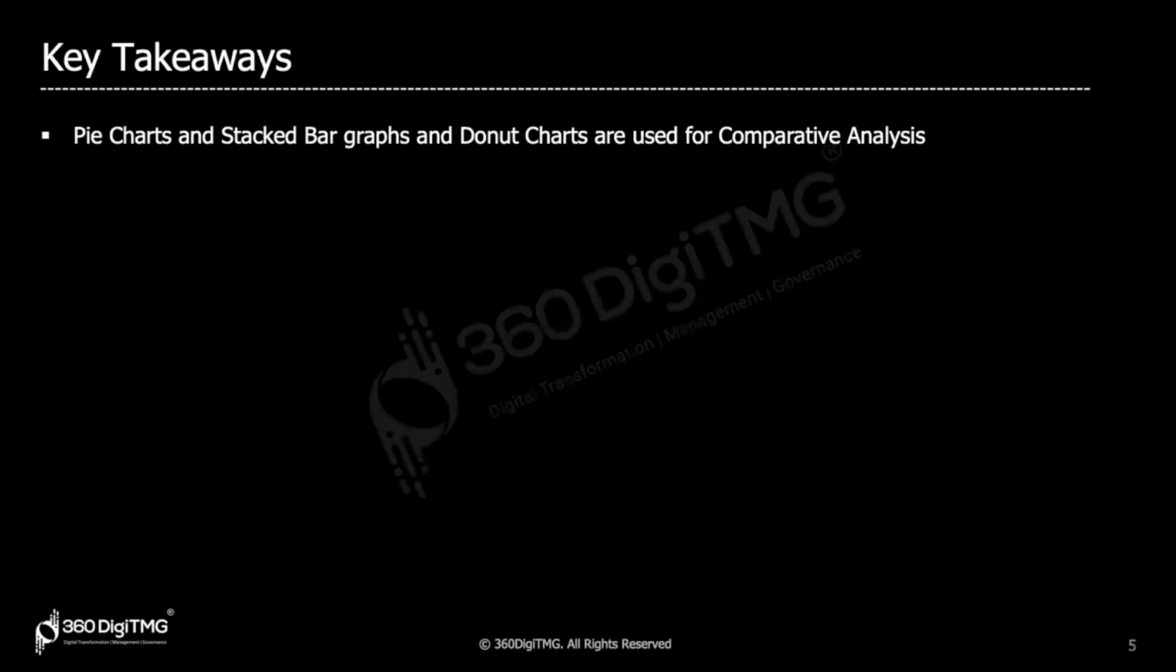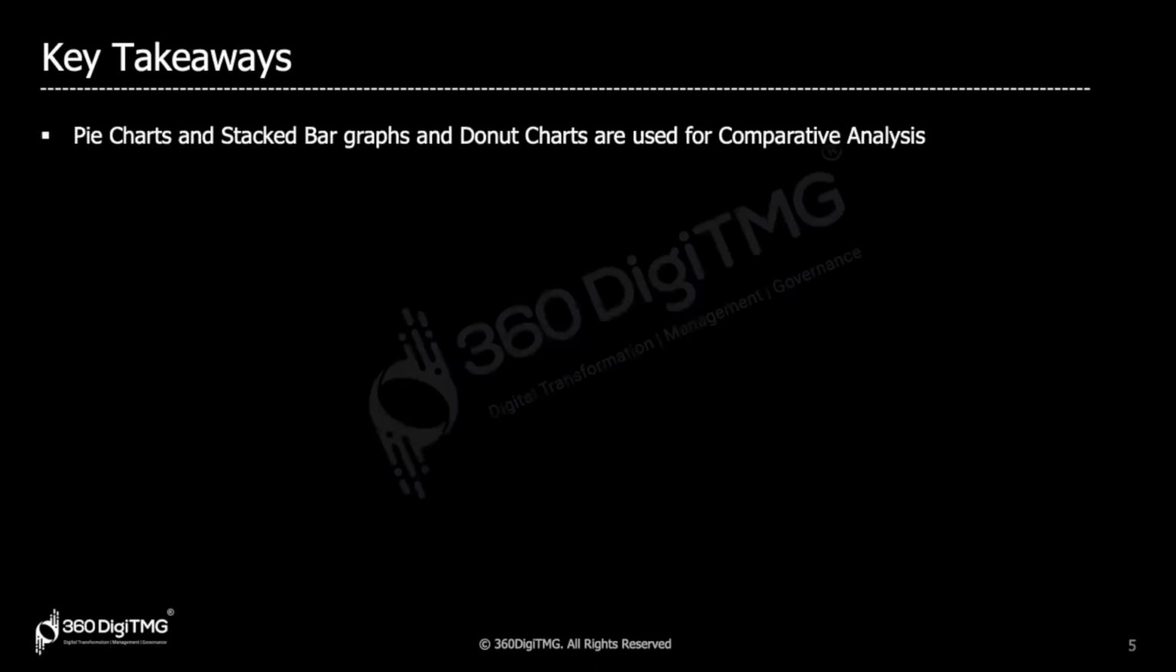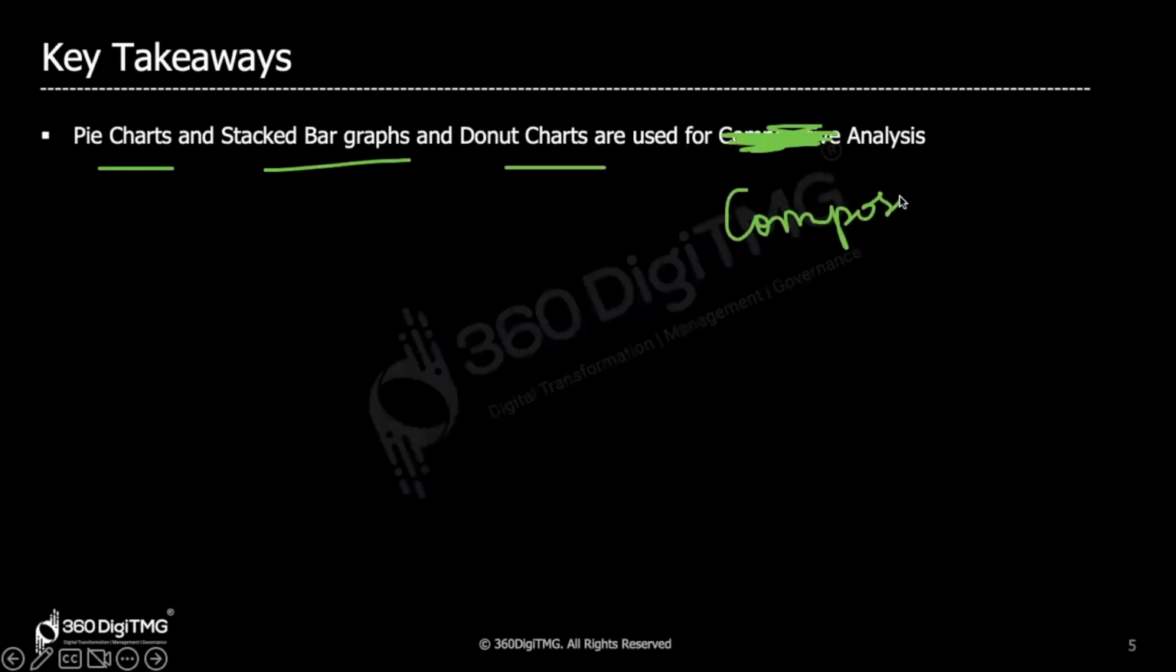So this is what we had learned. Right, there's a typo, there's a mistake here. This is supposed to be composition, not comparative analysis. Sorry about that. Pie charts, stacked bar graphs, and donut charts are used for composition analysis. Pardon the spellings also.